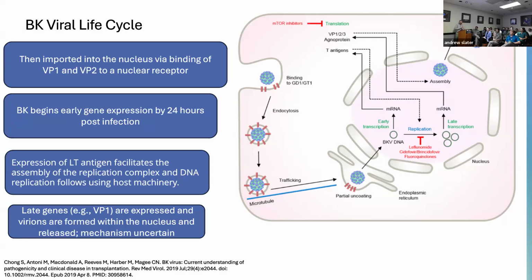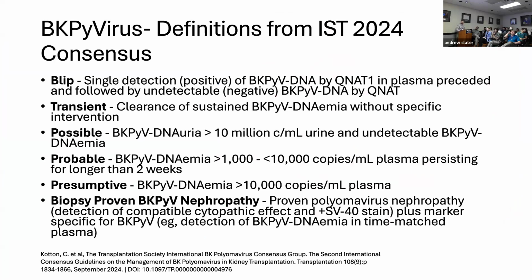Expression of the large tumor antigen facilitates the assembly of the replication complex, and DNA replication follows using the host machinery. Finally, the late genes are expressed, the capsid protein is expressed, virions are formed within the nucleus, and the virus is released via unknown mechanisms at this time.